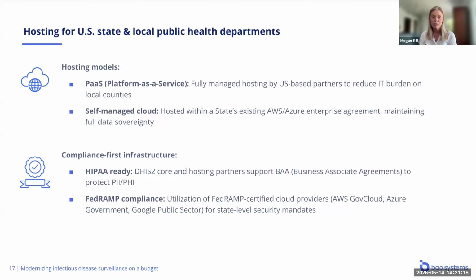Security and compliance are critical considerations for public health systems, especially when handling sensitive health information. So DHIS2's architecture is actually designed with this in mind. DHIS2 core and its hosting partners support business associate agreements, or BAAs, which help ensure protected health information and personally identifiable information are handled securely and in alignment with HIPAA requirements. So for organizations with stricter security mandates, the system could also be deployed using FedRAMP certified cloud providers, including AWS GovCloud, Azure Government, and Google Public Sector. This provides an additional layer of assurance around security, infrastructure standards, and regulatory compliance for state and local public health agencies.